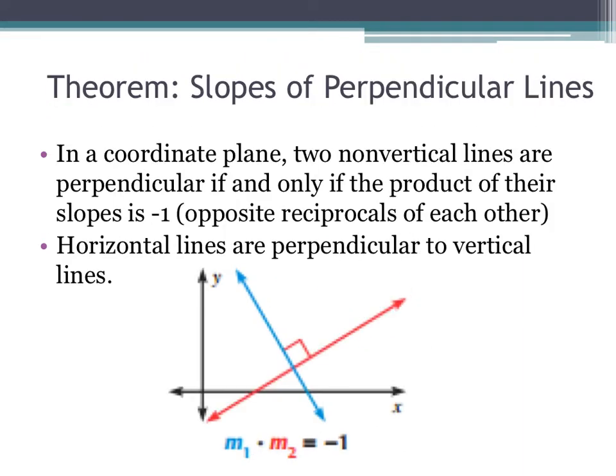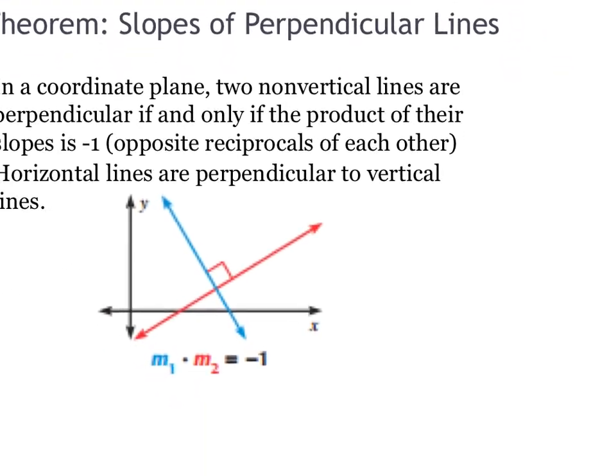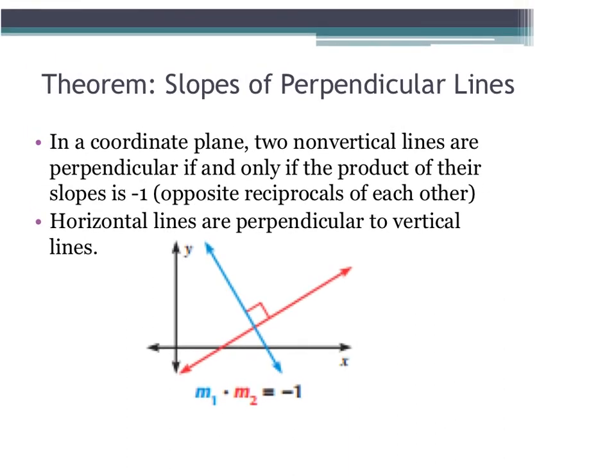Next, we have a theorem for perpendicular lines. I know you don't have anything to fill in here because the notes were kind of long, so you're just following along with me. In a coordinate plane, two non-vertical lines are perpendicular if and only if, see, we're bringing back our biconditional stuff, the product of their slopes is -1. So the slopes are going to be opposite reciprocals of each other. Always remember that a horizontal line and a vertical line are always perpendicular.